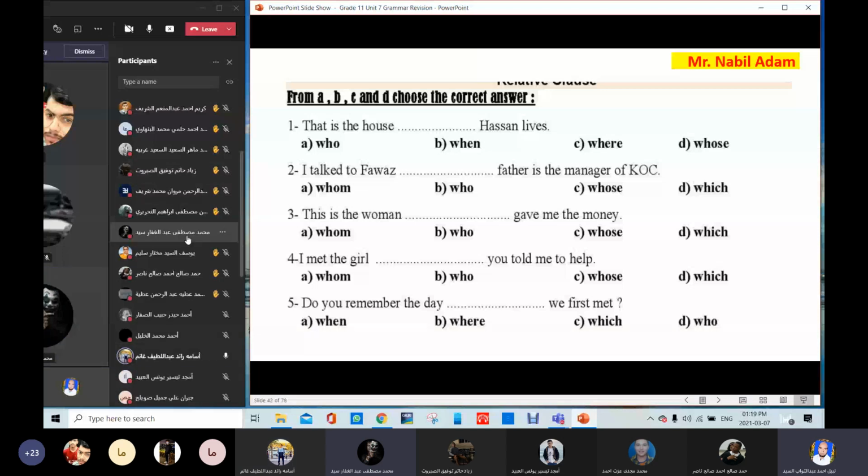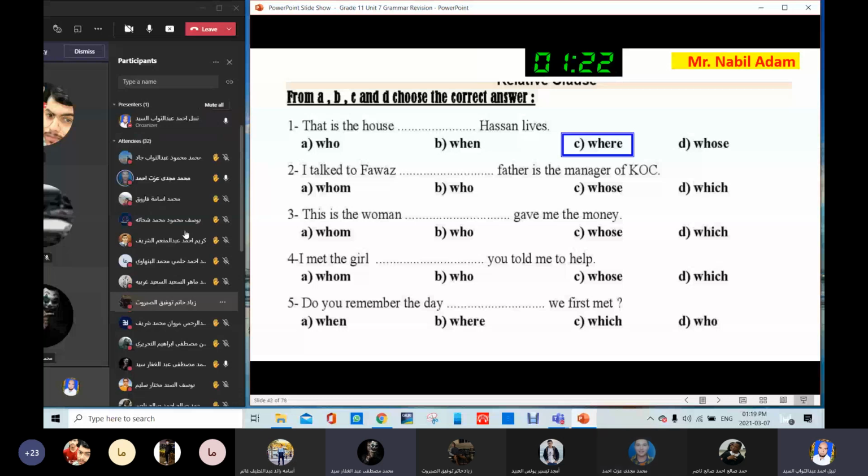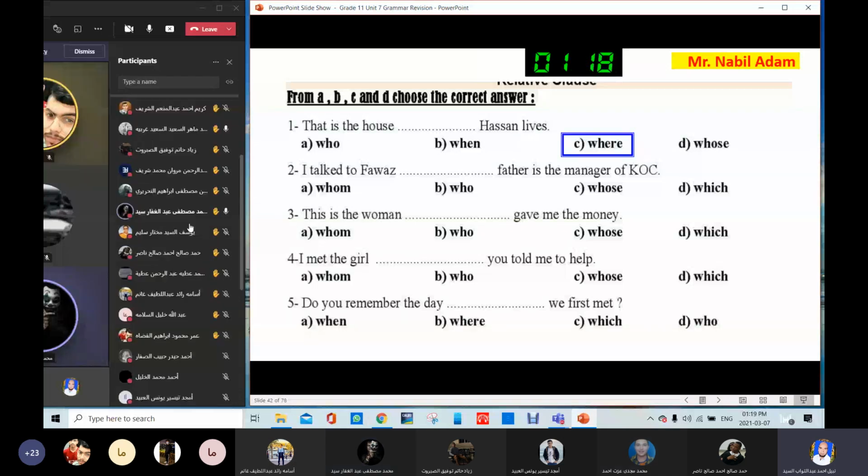That's the house where Hassan lives. Now, what if you are asked to use which? Who can use which here? That's the house... use Hassan. One minute. Don't talk. Hands up.